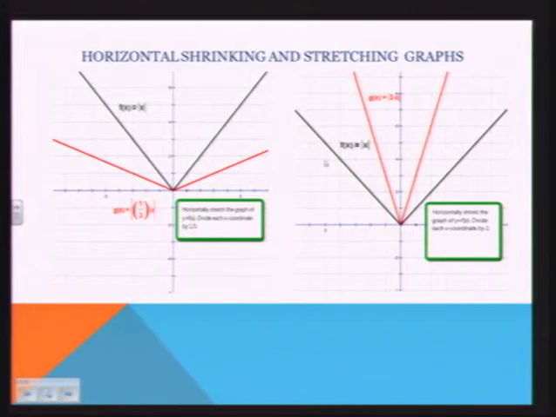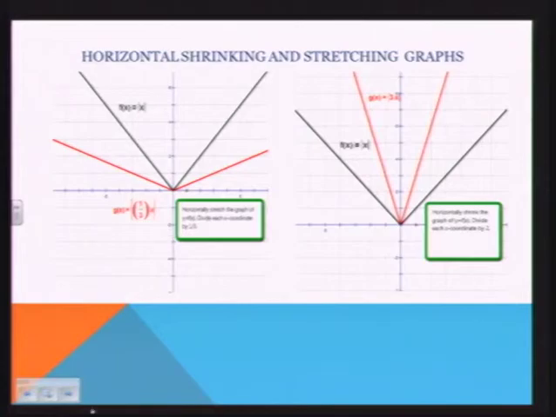So, recap, when you have a horizontal stretch, you have restrictions where 0 is less than c, and c is less than 1. As well as a horizontal shrink, you have to take note that your constant must be greater than 1.